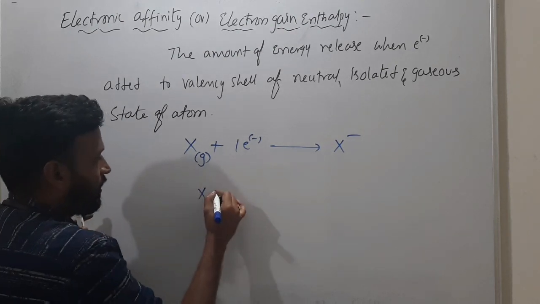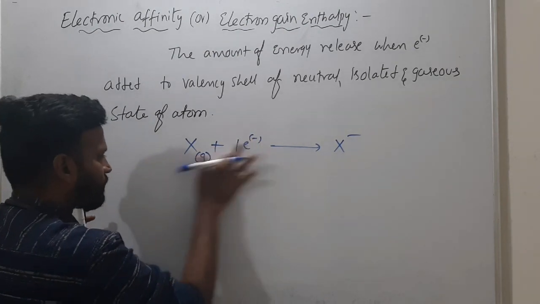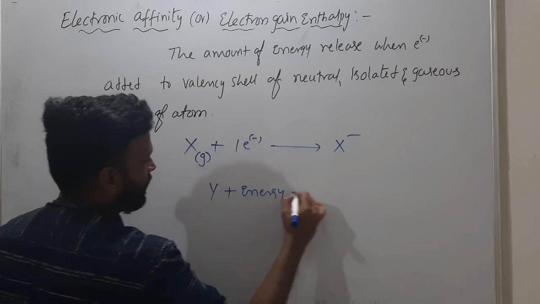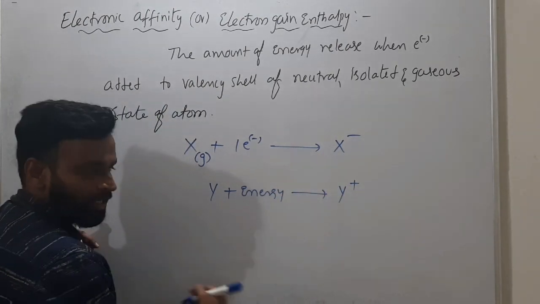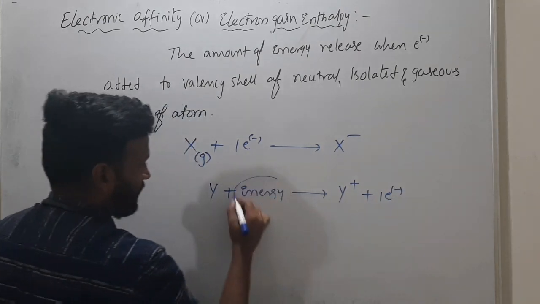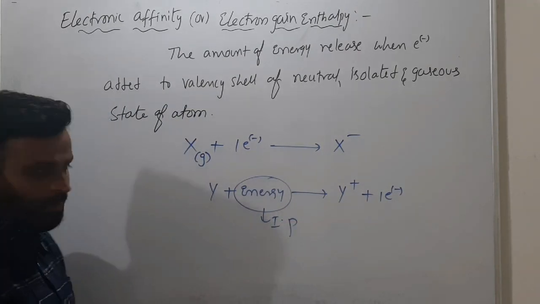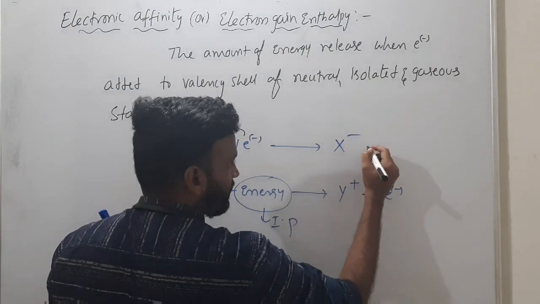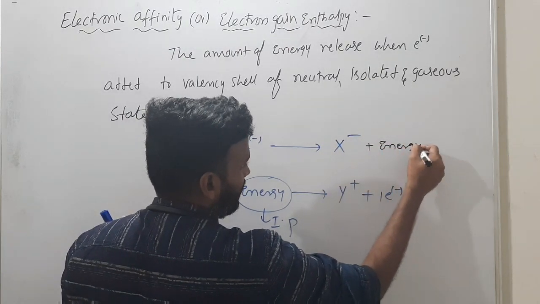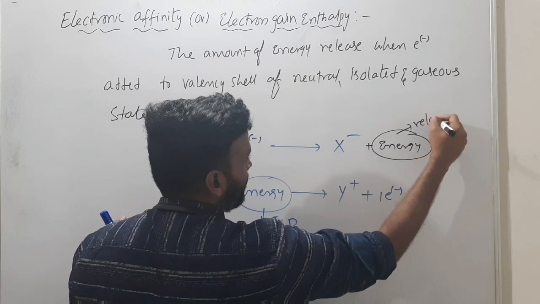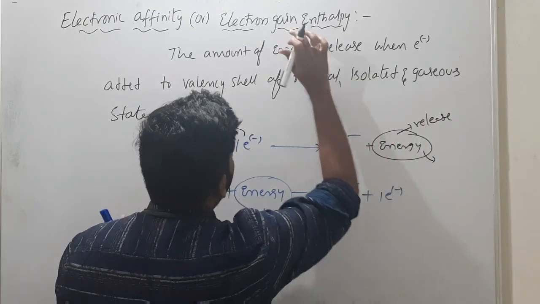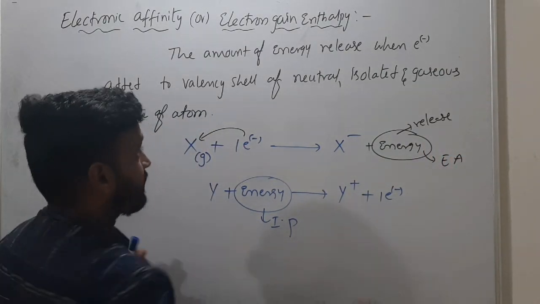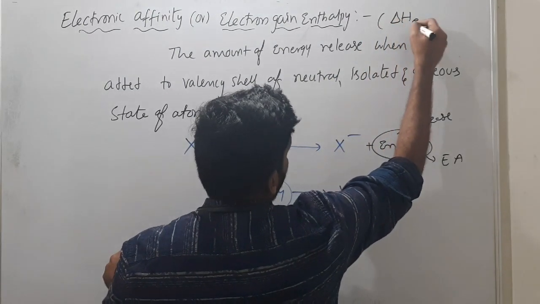Ionization potential means what? For same X or Y, you are giving some energy and forming Y plus plus one electron. This energy is called ionization potential. But here for X, we are adding electron, so forming X minus, and here some amount of energy will release. That released energy is called EA, electronic affinity, or else electron gain enthalpy. That we write delta H EG.